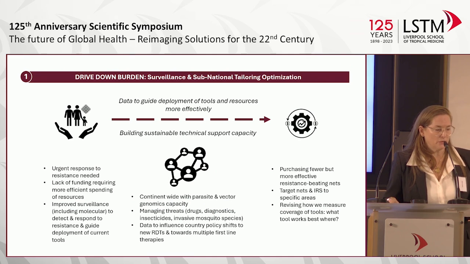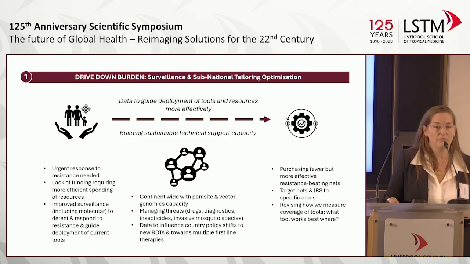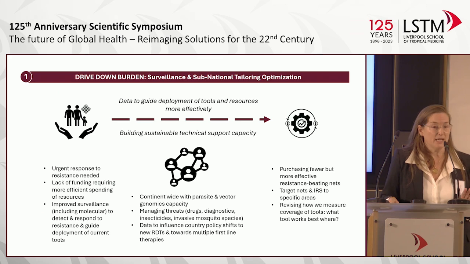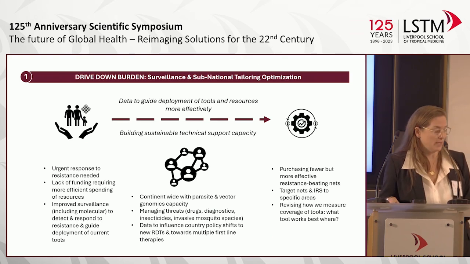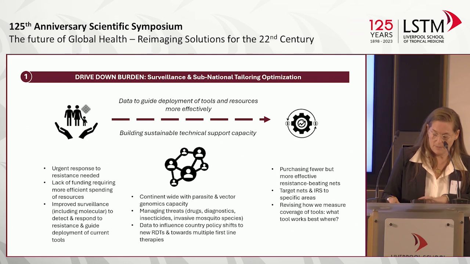So to go into driving down the burden first, a key factor has been to shift from a universal coverage mindset. So, for example, everybody has to sleep under a bed net, and if there's any money left over, then we can add on tools. This approach has shifted to one that optimizes resources for maximum impact. It requires good quality data that can help in choosing the right tool, target where resources are best used, and more efficiently use the limited financial resources that we have available. Technical capacity needs to be built to enable this approach and ensure that it can be scaled up across endemic countries.